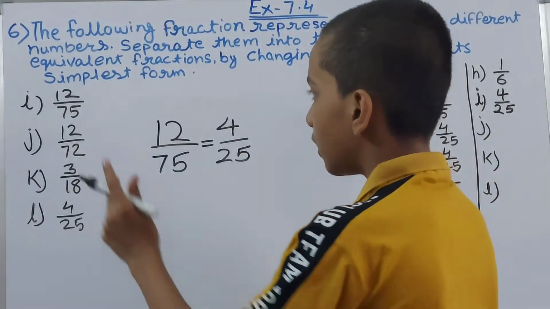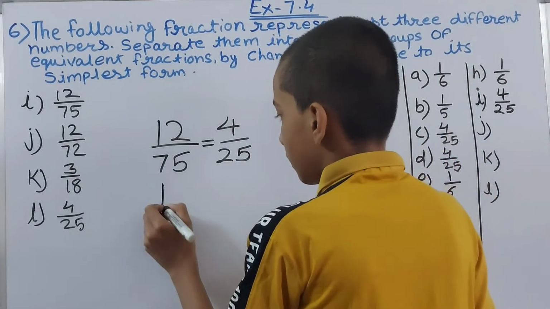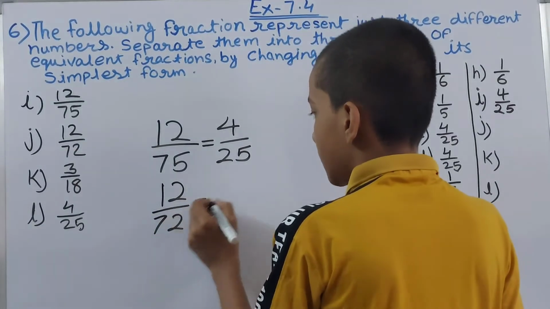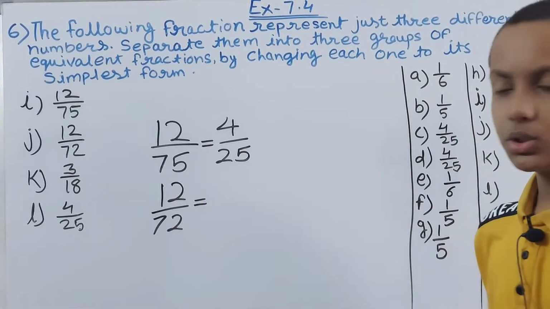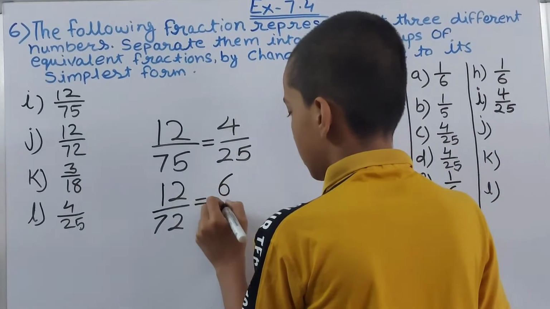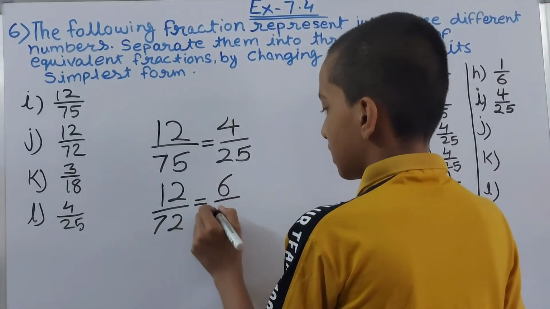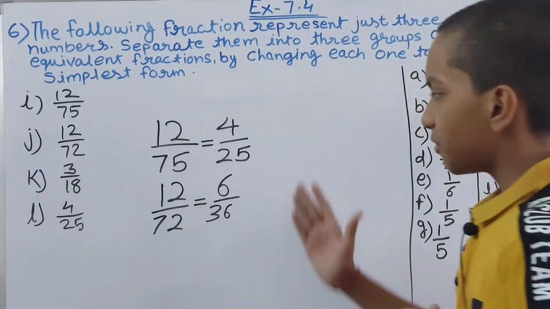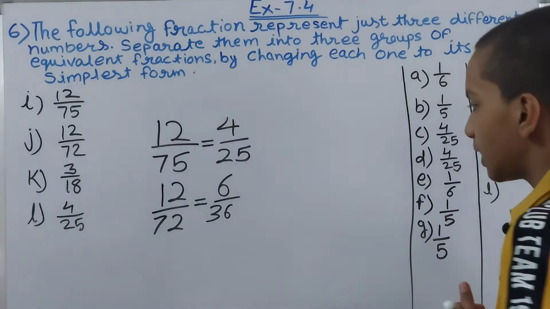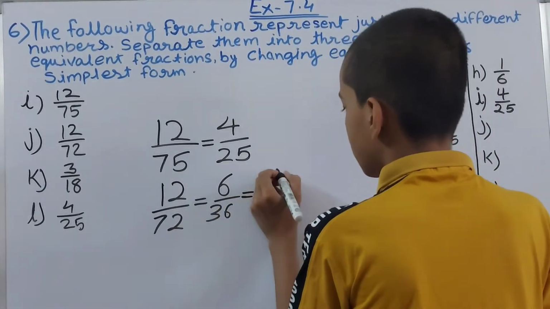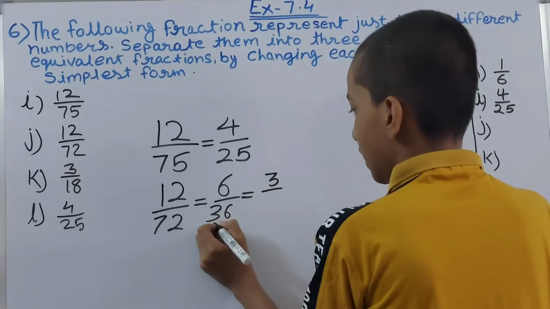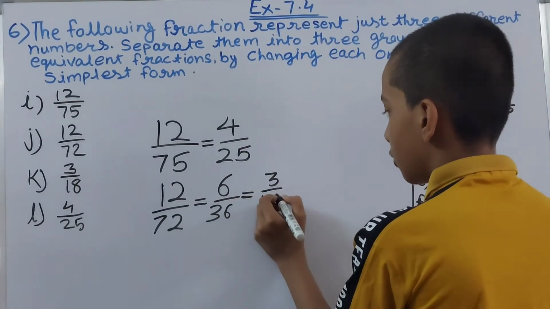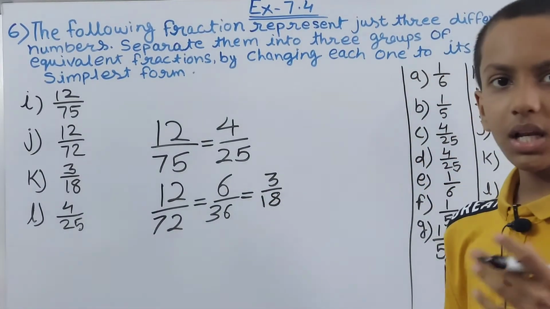Alright. Now we will solve the j part, that is 12 upon 72. So 12 and 72 both will go by 2. So 12 goes 6 times and 72 goes 36 times. Now we have 6 upon 36. Again we will take 2, 6 goes 3 times, 36 goes 18 times, so it becomes 3 upon 18.